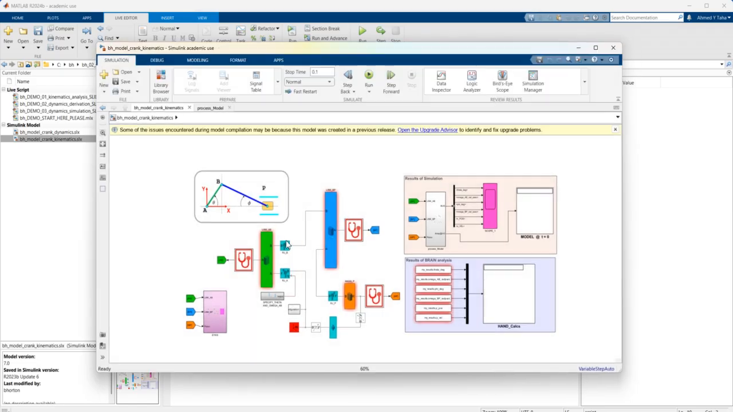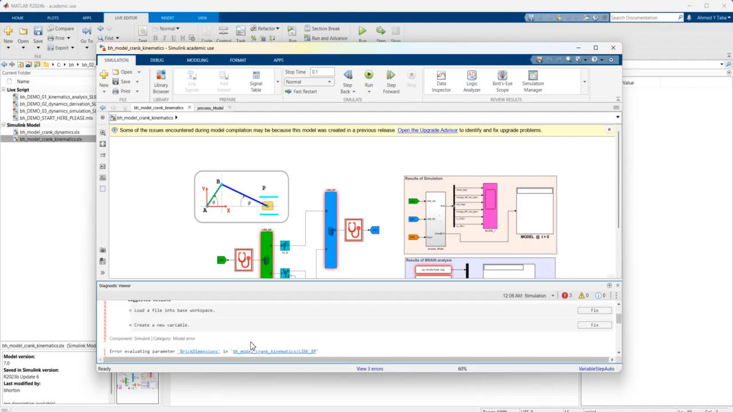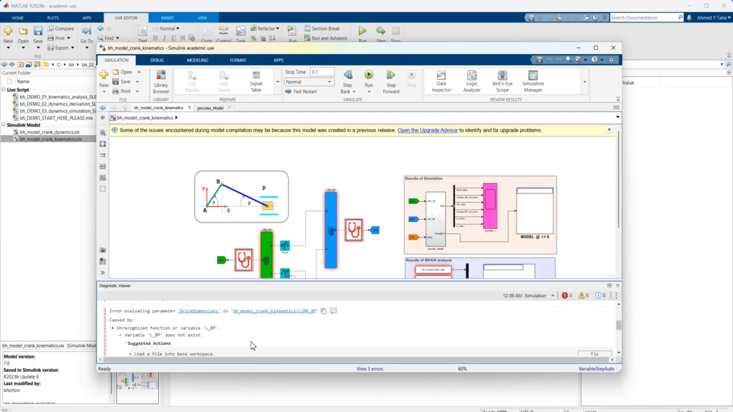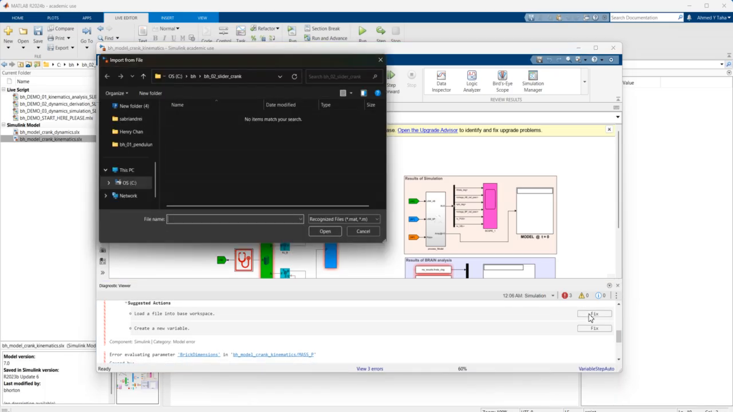Run. Okay, so it says that there's an error calculating the parameters for the PRACS dimensions in this model AB caused by unrecognized function or variable LAB. The variable LAB does not exist. Suggested action is load the file into the base workspace. We'll do that. Okay, suggested action, fix. It seems that it doesn't have it. Oh, that's strange.